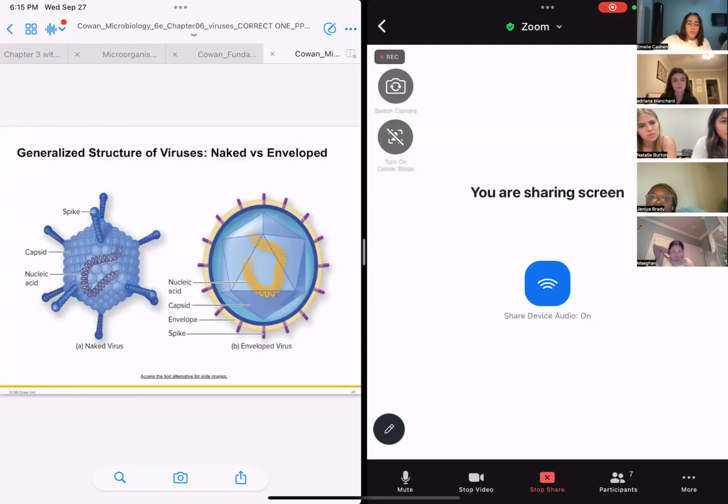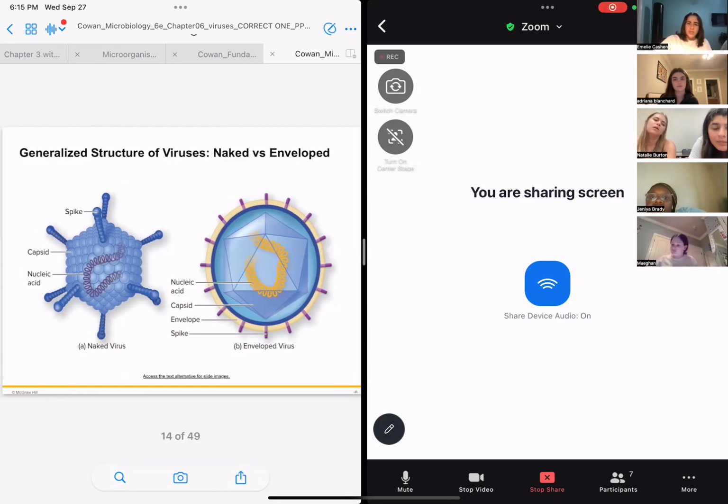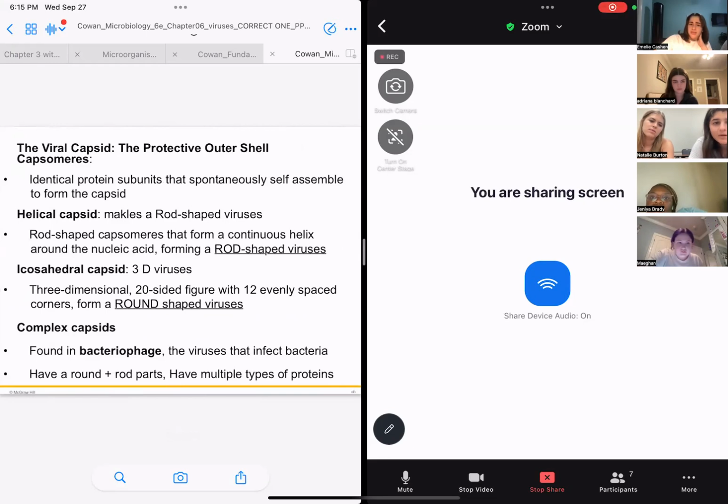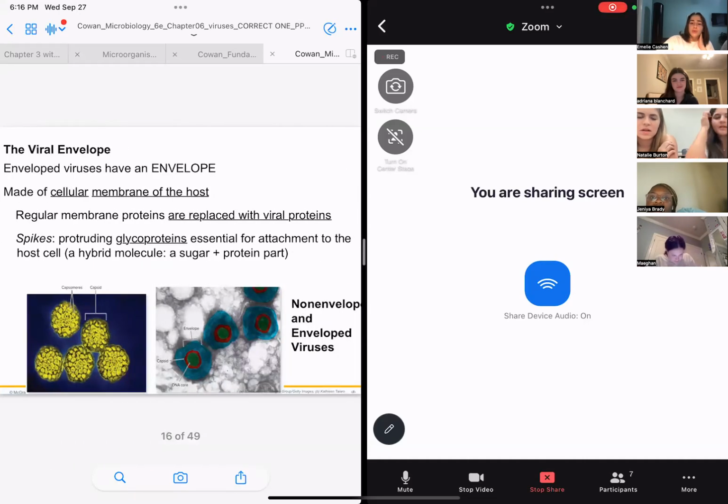So we went over the spike, the capsid, the nucleic acid, and those basic components. The protective outer shell is the viral capsid, and it includes capsomeres, the helical capsid, the icosahedral capsid, and then complex capsids. The viral envelope is made of the cellular membrane of the host, and regular membrane proteins are replaced with viral proteins. The spikes are made up of glycoproteins, and they're essential for attachment to the host.